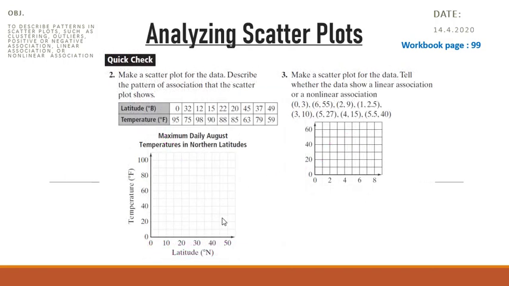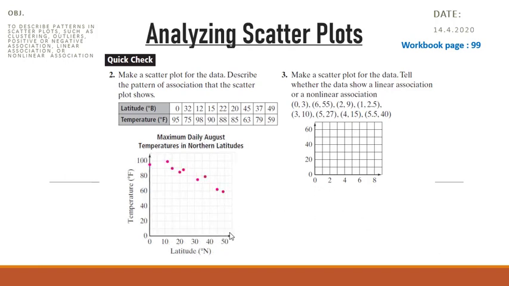Okay, guys, who finished the first part, number 2? Anyone? I want someone who didn't answer before. Sorry, Mustafa, I want someone else. Okay, Saud. The first one, the association. Linear, yes, positive or negative? Negative association. So this is negative association and it's linear association.